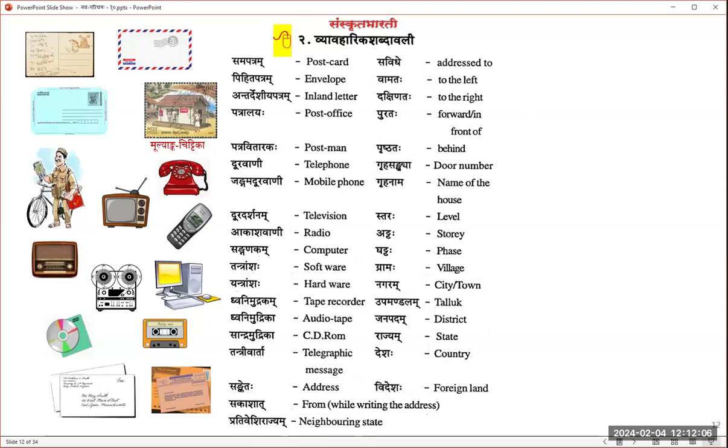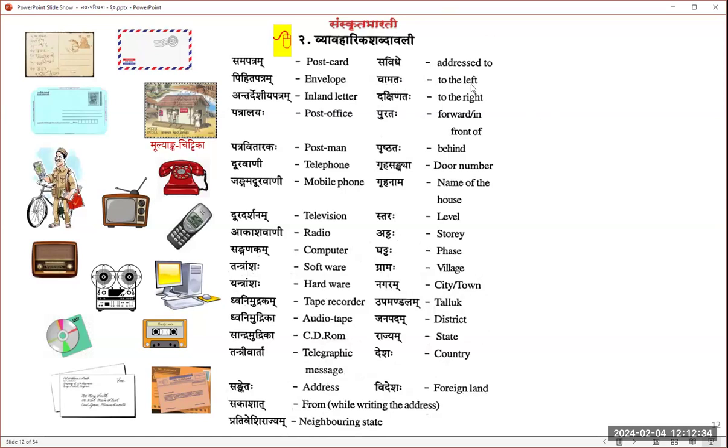Sangeeta Varya, yeah, please. Mahoday. Savide, addressed to. So Sakashat was from and Savide is to. Savide means in the notice of, in the presence of, in that sense. Okay. Savide, addressed to, Saptami. Sakashat Panchami, Savide Saptami.